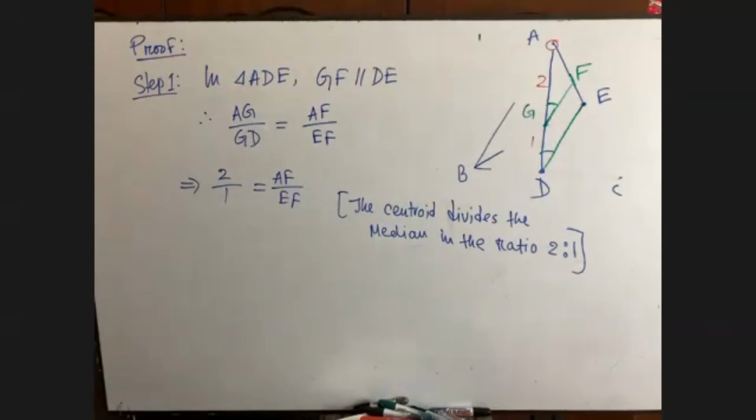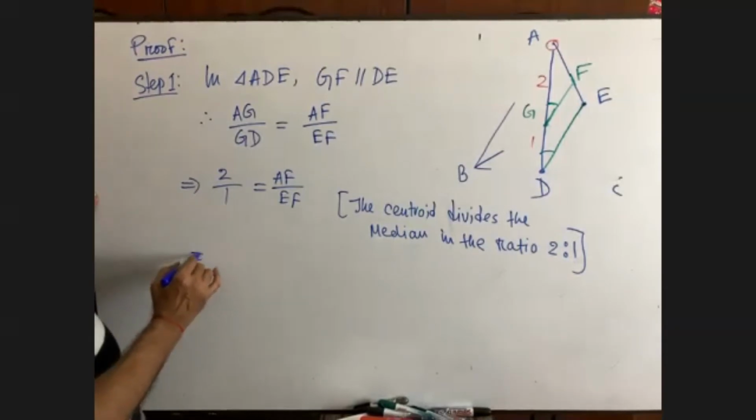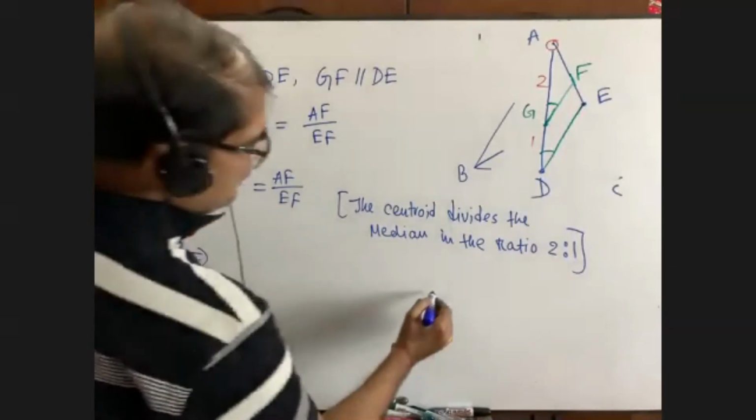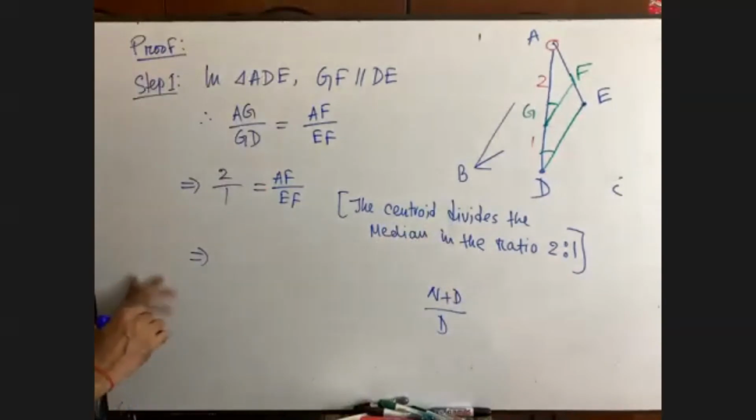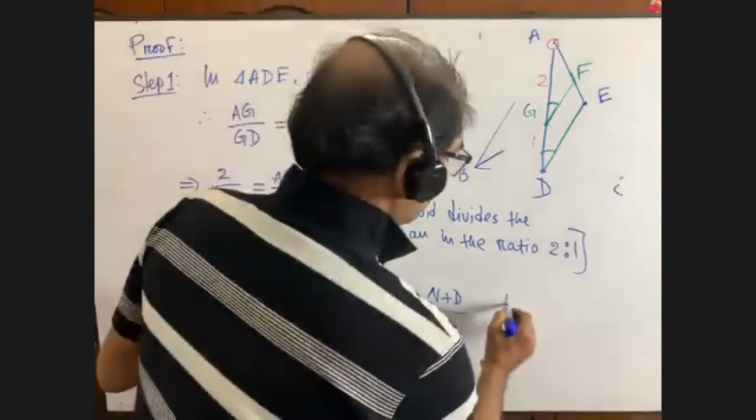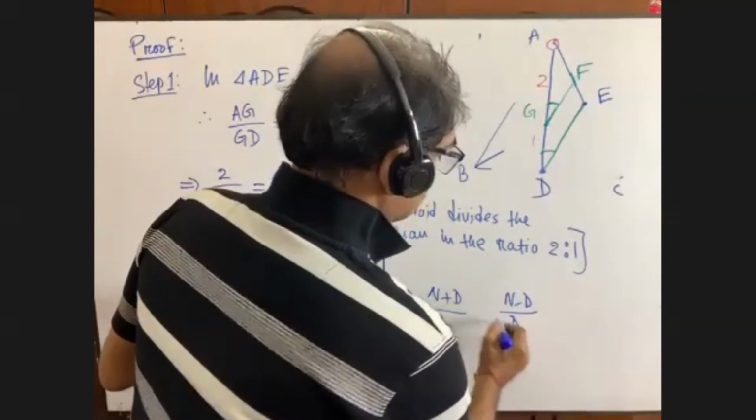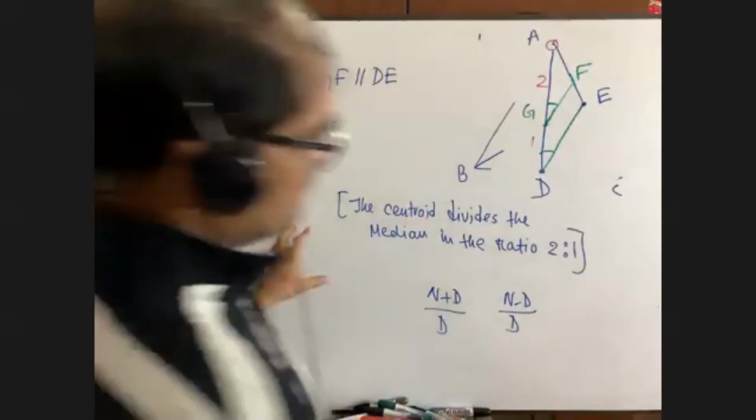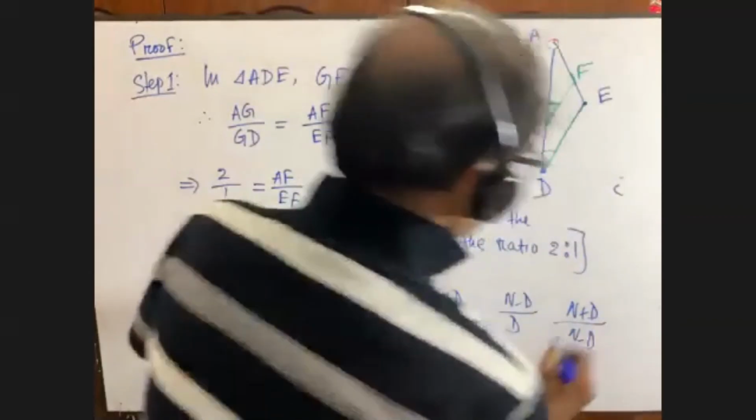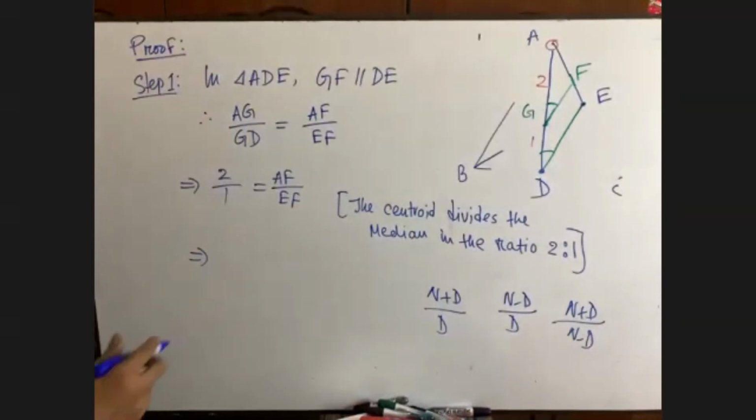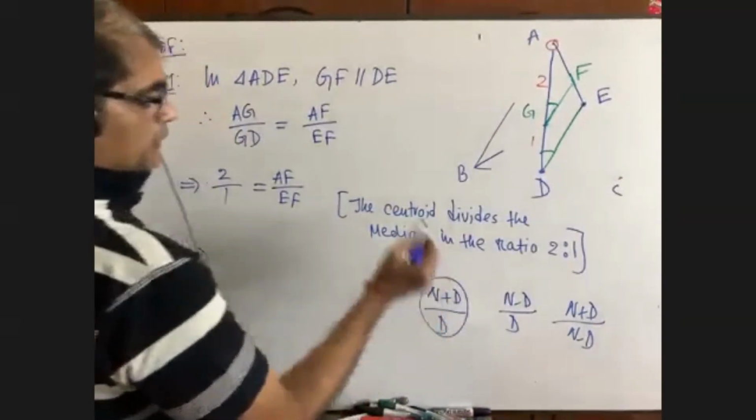Dear student, do you know only the componendo? I am not telling for componendo and dividendo. Only componendo, do you know? What is meant by only componendo? Componendo means numerator plus denominator by denominator. What is dividendo? Numerator minus denominator by denominator. And componendo and dividendo is n plus d by n minus d. Okay, so I have to have the operation of only componendo.